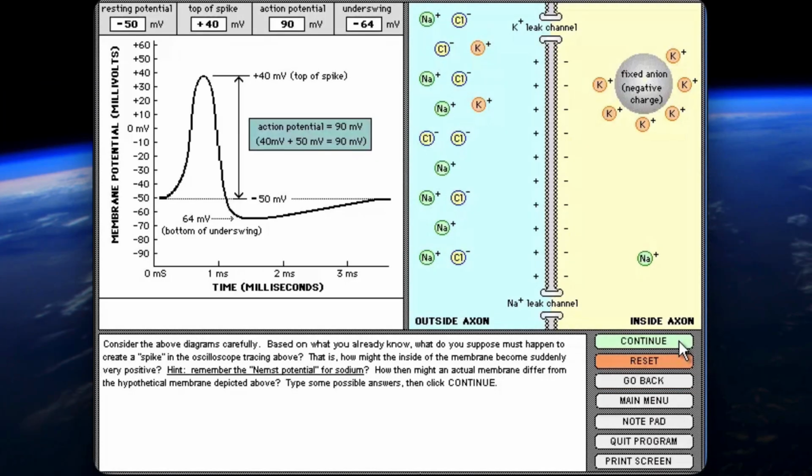Consider the above diagrams carefully. Based on what you already know, what do you suppose must happen to create a spike in the oscilloscope tracing above? That is, how might the inside of the membrane become suddenly very positive? Hint: remember the Nernst potential for sodium? How then might an actual membrane differ from the hypothetical membrane depicted above?